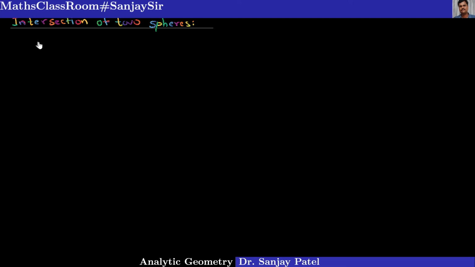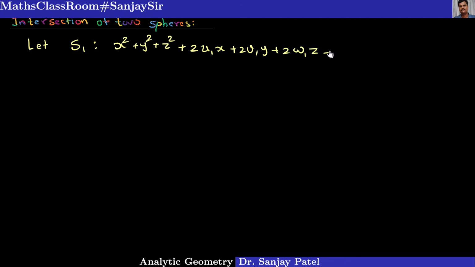So let us consider equations of two spheres, any two spheres in the Cartesian form like this. I will call the two spheres S1 and S2. Let me take the first sphere S1, whose equation is x square plus y square plus z square plus 2u1x plus 2v1y plus 2w1z plus d1 equal to 0.